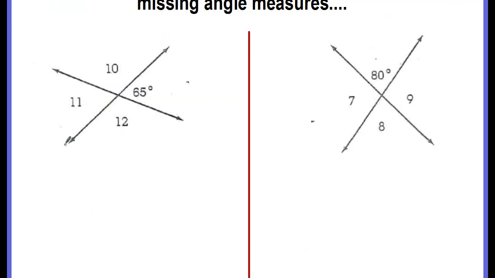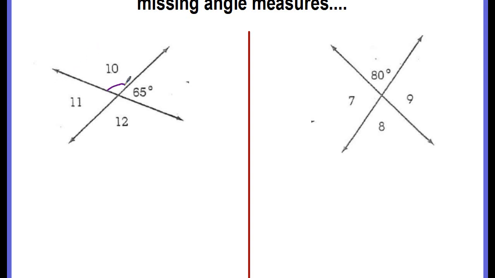So let's try some. All right, we know the measure of this angle. We want to find the measure of angles 10, 11, and 12. Okay. Let's go ahead and start. I see an X. Do you see an X? It could be a wide X, it could be a skinny X, it could be an X rotated, but if it looks like an X, you have vertical angles. That's where the opposite angles are the same.